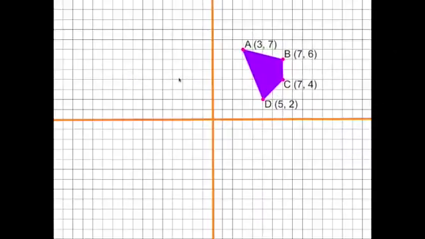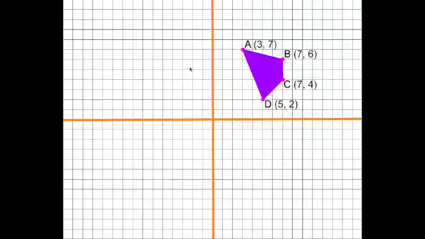So in order to demo this, what I need you to do is on your graph paper and your coordinate plane, I need you to go ahead and plot these points. We've got point A at 3, 7. We've got point B at 7, 6. Point C at 7, 4. And point D at 5, 2. When you're done plotting that, we'll go ahead and move forward.